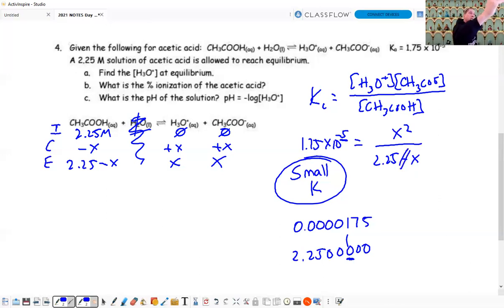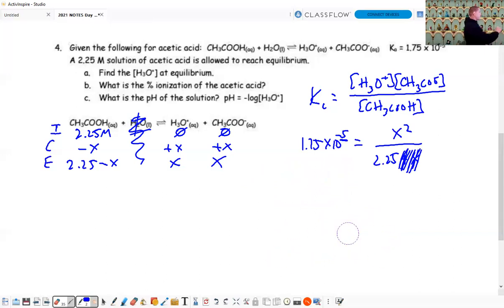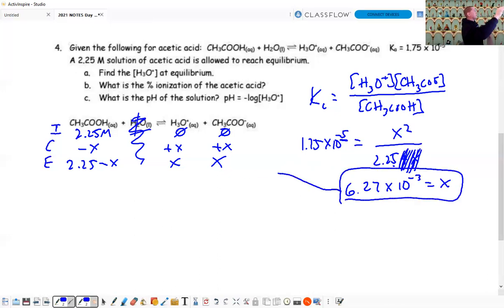And so what I showed you yesterday, this is the key step, is since x is going to be so small because K is so small, we ignore it. And that makes the algebra actually really easy now. If we look at, let me erase some of what I said, get back to the calculation here. So we're ignoring now the minus x. Now all I have to do is multiply both sides by 2.25 and then take the square root. And x ends up being 6.27 times 10 to the minus 3. And that equals then the molarity of the H3O plus.